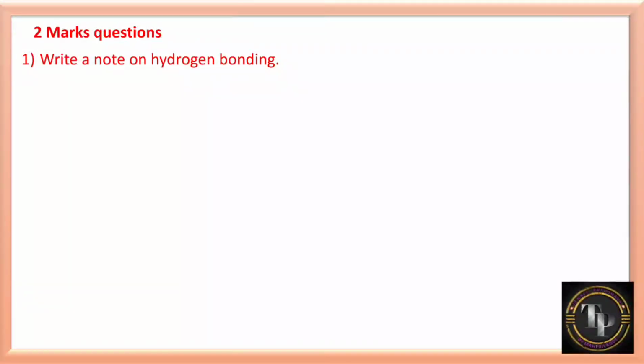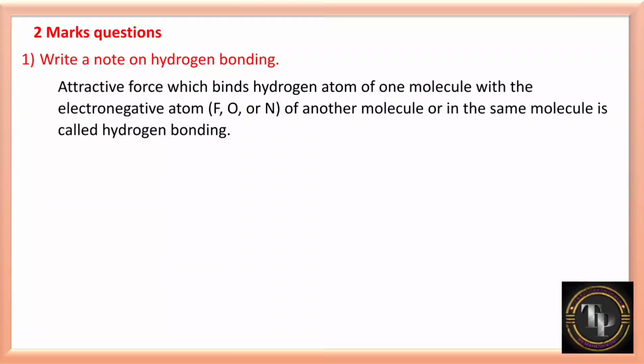Write a note on hydrogen bonding. What is hydrogen bonding? It is an attractive force which binds the hydrogen atom of one molecule with an electronegative atom like fluorine, oxygen or nitrogen of another molecule. So the force of attraction that holds hydrogen with electronegative elements like fluorine, oxygen, nitrogen of another molecule or in the same molecule is known as hydrogen bonding.